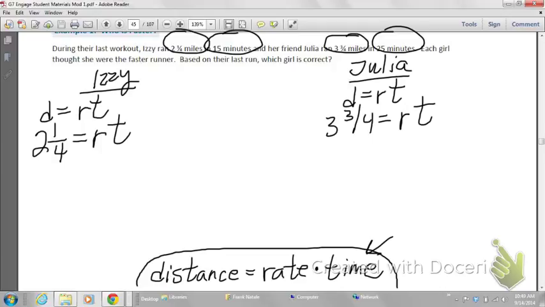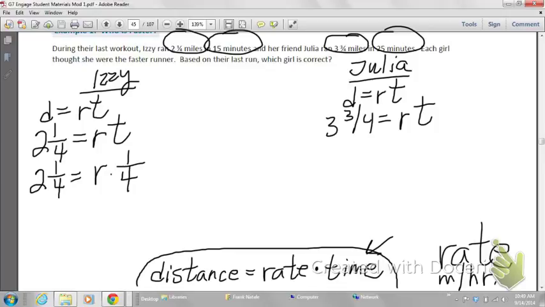Okay, so if we continue to plug in, the other thing that we know with Izzy is her time. We're going to say 2 1/4 equals R, which is what we're solving for, because we're trying to find their rate. Okay, we are trying to uncover the rate of each girl in terms of miles per hour. We're coming up with a mile per hour rate. But we also know her time, which was 15 minutes. Now, to make this a little easier to work with, you could put 15/60ths, but as we found out before, that is the same as 1/4. Okay, so 1/4.